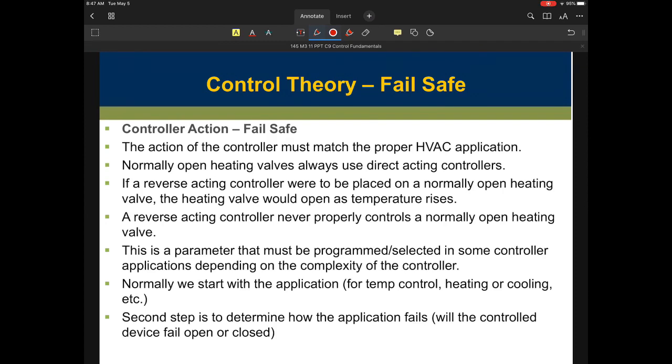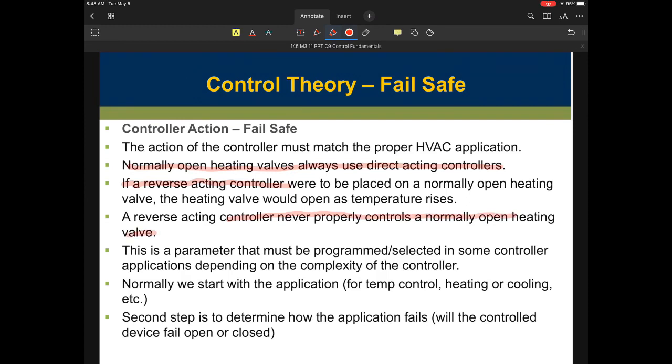A lot of times in the control specifications on your commercial jobs, they'll actually specify how they want fail-safe. What do they want as the fail-safe mode? So you'll do that. In this example, we're showing that normally open heating valves will always use direct acting controllers, as a general rule. If we were going to place a reverse acting controller on a normally open heating valve, the heating valve would open as the temperature rises.